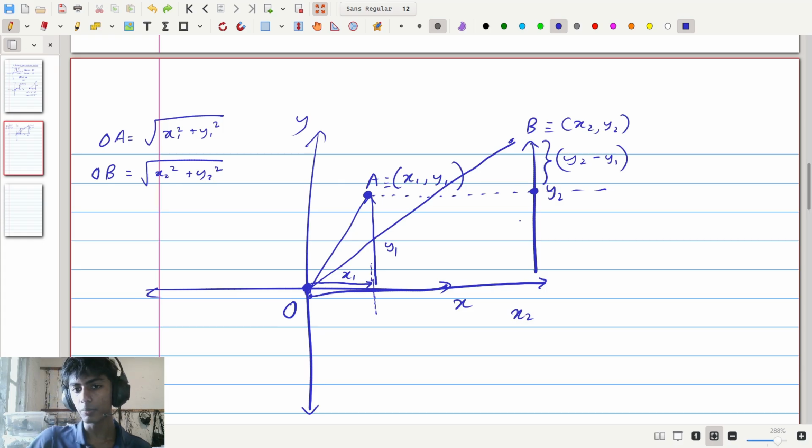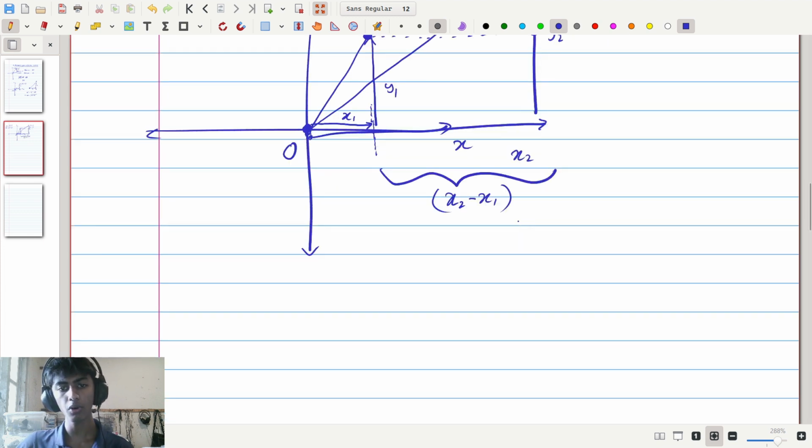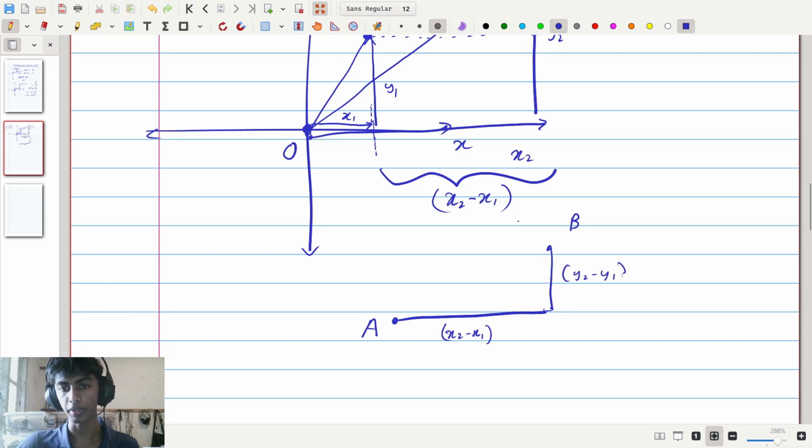To travel all the way to B's point, we have to travel a distance x1 plus a little extra. And this little extra is the difference of x2 and x1. So this difference here is x2 minus x1. So if we draw only A and B as a triangle, say this is the point A and this is the point B, we could draw a triangle where the side length of the base and the side length of the height are x2 minus x1 and y2 minus y1 respectively.